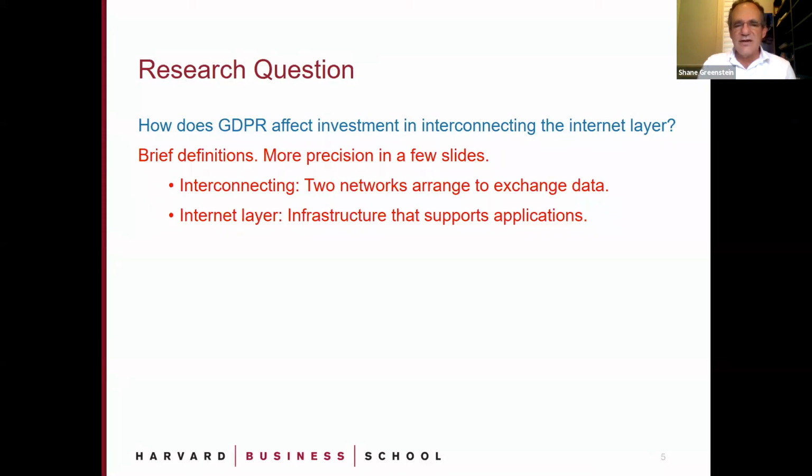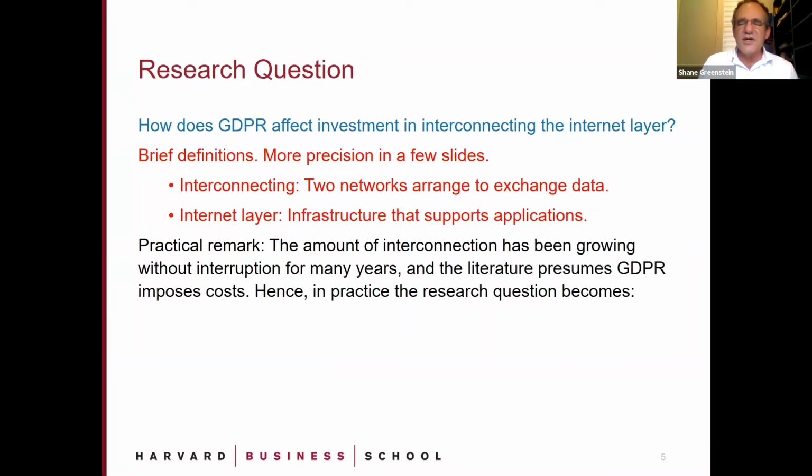And the internet layer is everything below applications. That is the infrastructure that supports applications and all the networks that support applications. And again, I'll give a much more formal definition in a moment. I also want to say something very practical at the beginning. You may not have known it, but it is not unknown to a small computer science community. I didn't really know it until I did this project. The amount of interconnection in the internet has been growing without interruption for many years because the internet traffic has been growing without interruption for several decades.